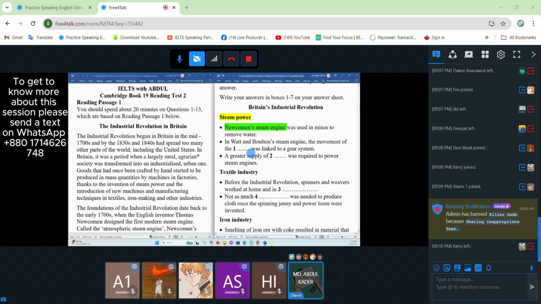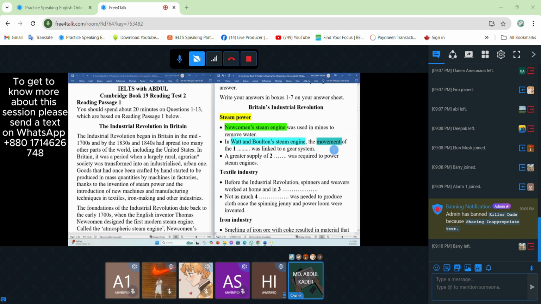Which keywords should we select first? Let me know. Maybe steam engine. Okay. So we should select Watt and Bolton's steam engine, right? Yes, sir. Yes, exactly. Watt and Bolton's steam engine. Then we should see the movement of the dash. So basically here another word is movement, right?